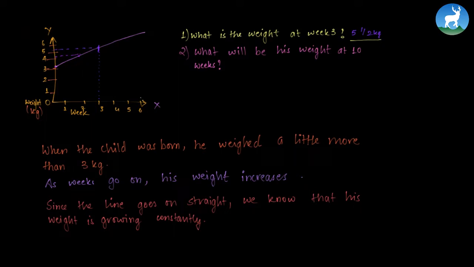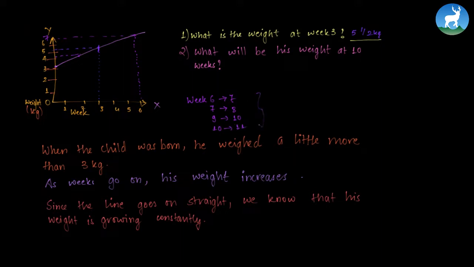So in the 6th week, if his weight is, make it a straight line. I'm absolutely sorry for this. Maybe it's somewhere around 7. So we can say that in week 6, if he is 7 kilos, in week 7, 7 plus 1 is 8. In 9th week, it's 10. And in 10th week, it's 11.